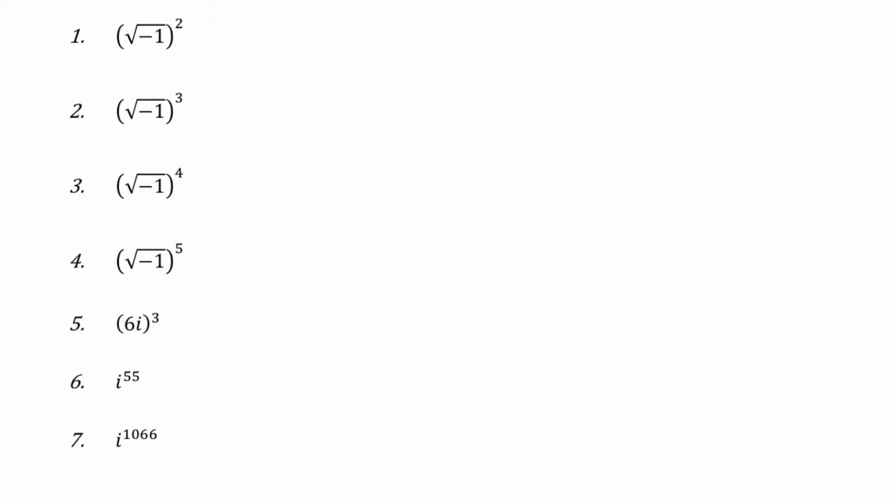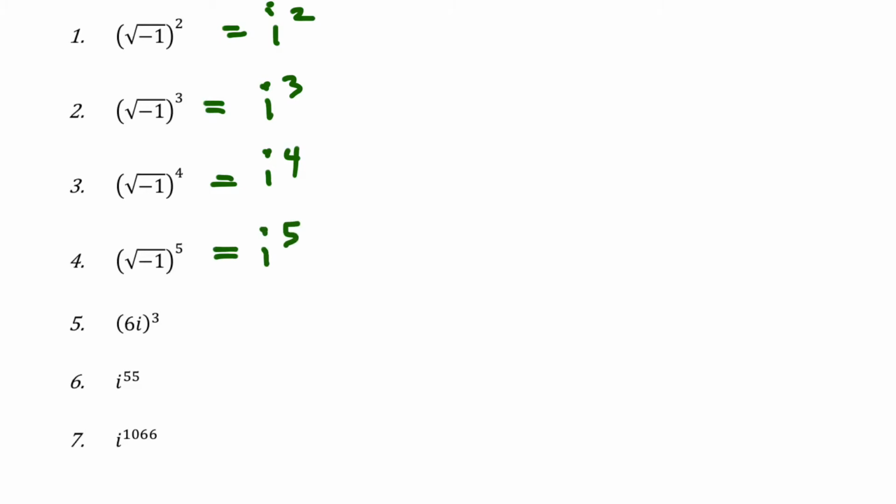So let's look at these powers of I here. So number 1 is I squared, because the square root of -1 is I. It's defined as I. So this is I squared. So this is I cubed. So this is I to the 4th. And this is I to the 5th.